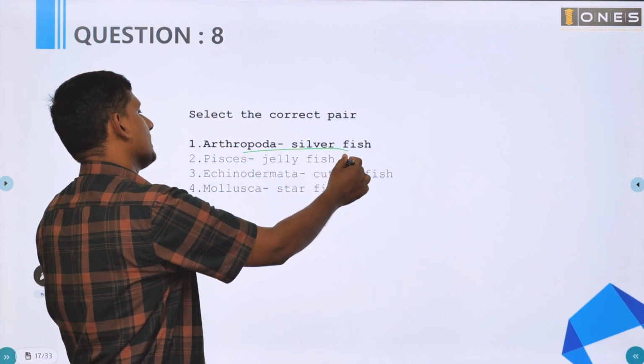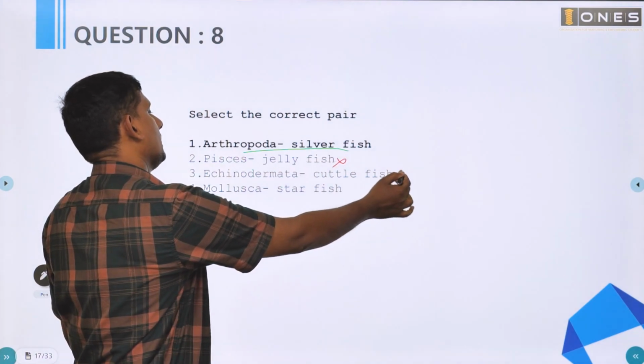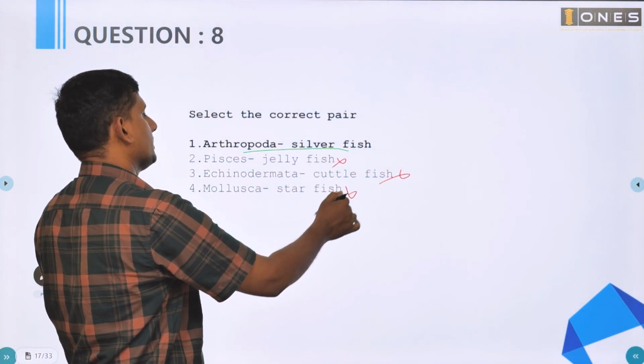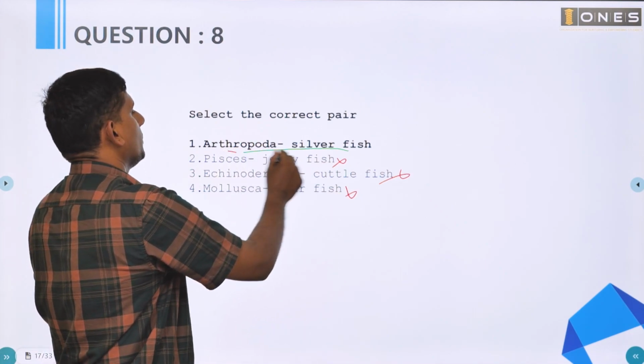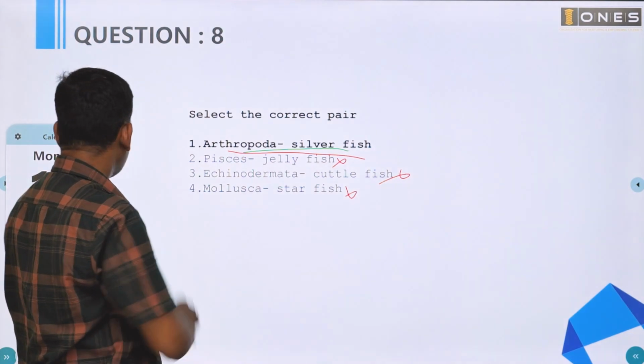So Pisces jellyfish is not correct, Echinodermata cuttlefish is not correct, and Mollusca starfish is not correct. Okay, so those options are wrong. So the correct pair is Arthropoda to silverfish.